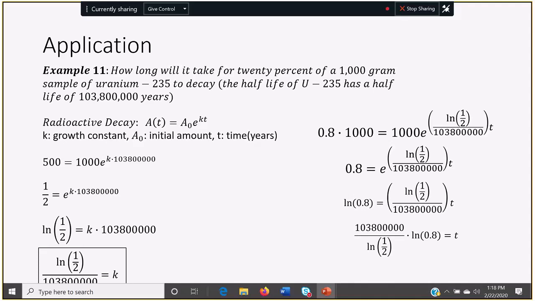So doing that, this is the time where I threw everything in my calculator and found that t was 33,416,136.24 years.